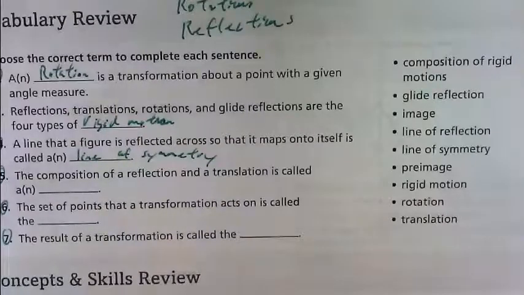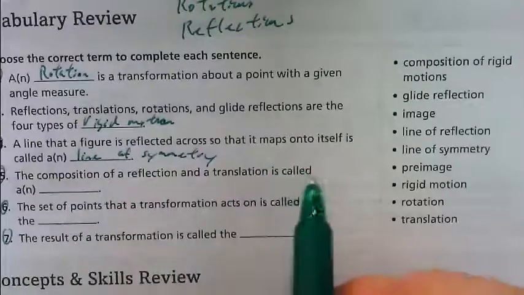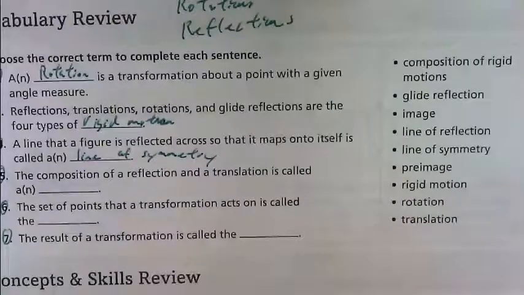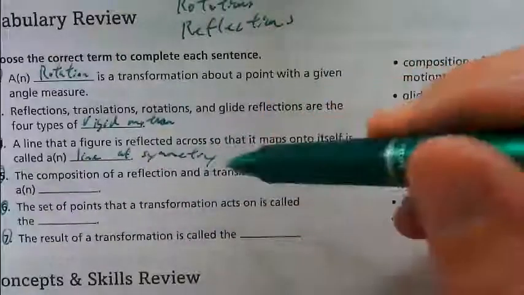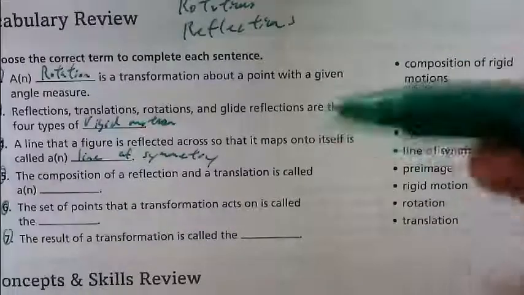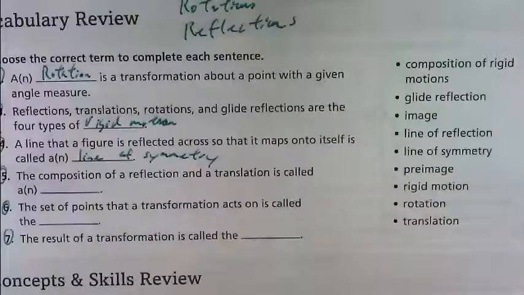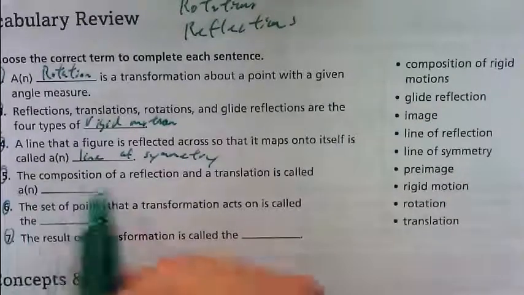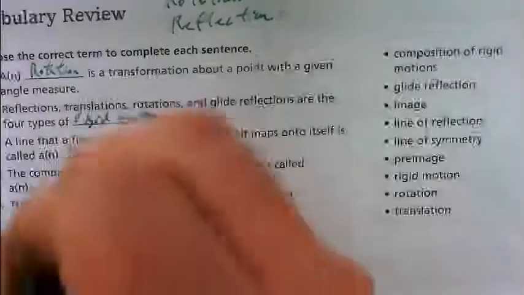Now, if it were to reflect across a line, it's not going to map onto itself. It's going to map an equal distance away from the line, right? So, yes, there is a line of reflection where the line of symmetry is. However, specifically if it is mapping onto itself, line of symmetry is what you should be talking about. All right. The composition of a reflection and a translation is called a glide reflection.